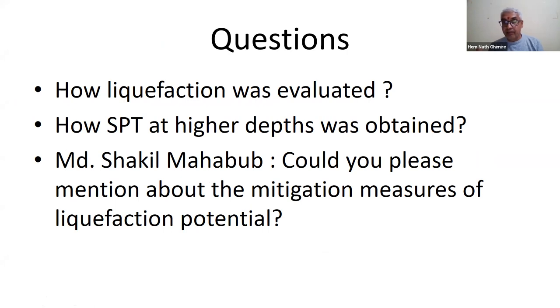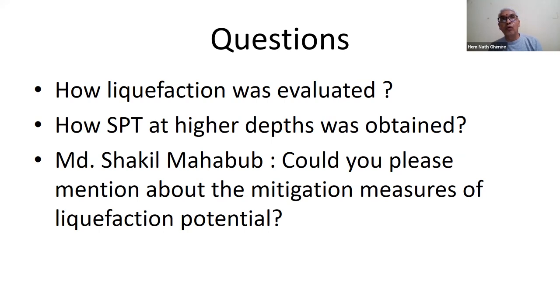But physically, doing the work is one thing. Another thing is how to utilize that data, and how reliable is that data? For that, as I informed you, we had some other types of tests and detailed soil tests also to confirm the values. So it was possible.